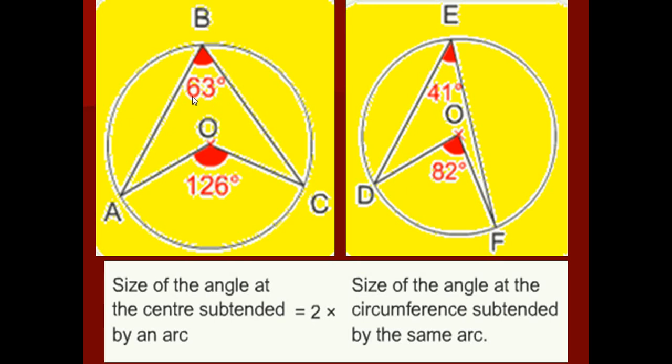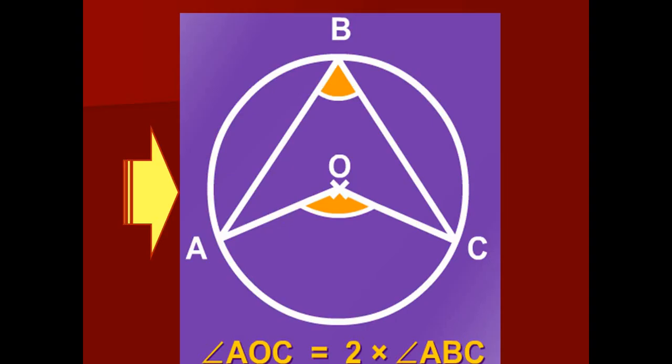So for example here, 63 times 2 is 126, right? So you're going to have the size of the angle at the center. The same thing here, 41 times 2 is equal to the angle at the center. So this is the conclusion: angle at the center, AOC, is equal to 2 times the angle at the circumference. Alright?